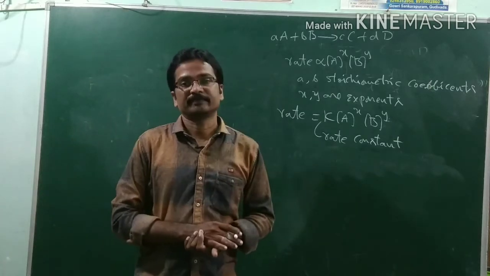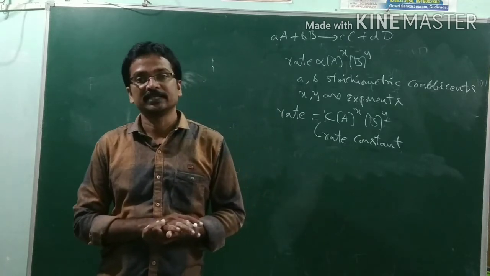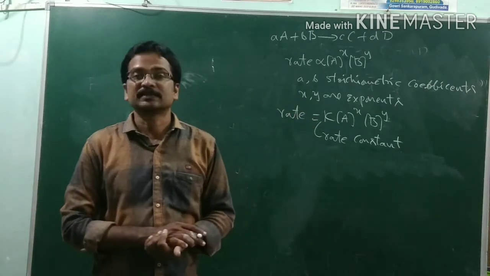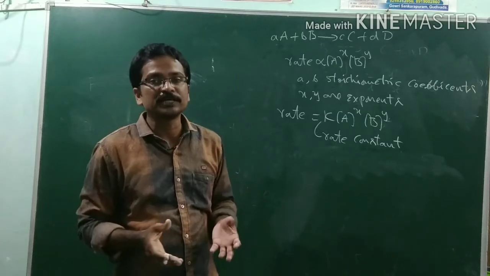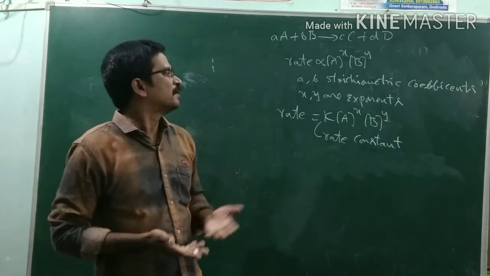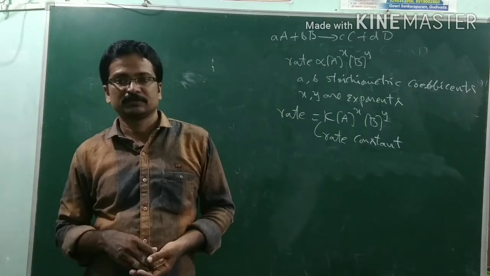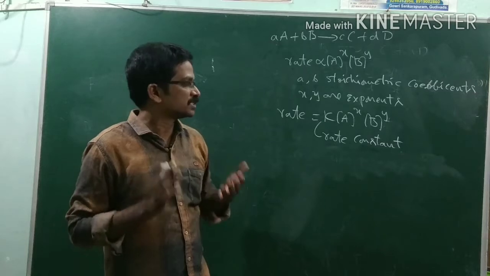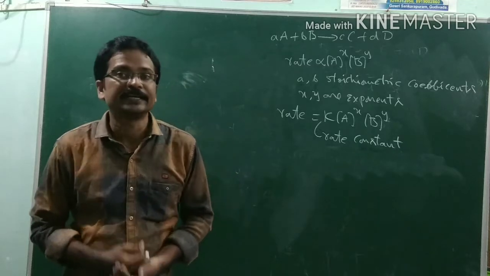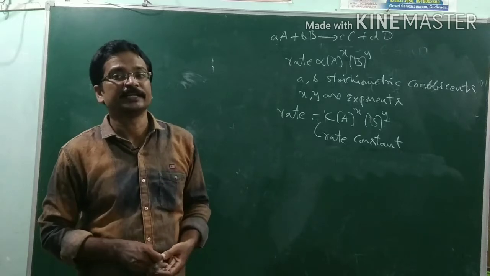But x and y are the exponents. These are experimental values. These may be equal to the stoichiometric coefficients in some cases, and in other cases may not be equal. This is the concept. We will explain this concept in detail, with a detailed explanation.